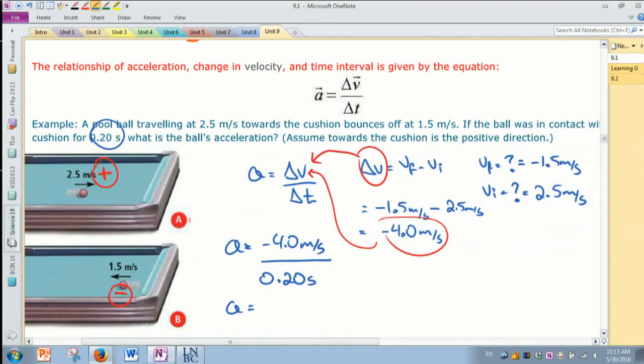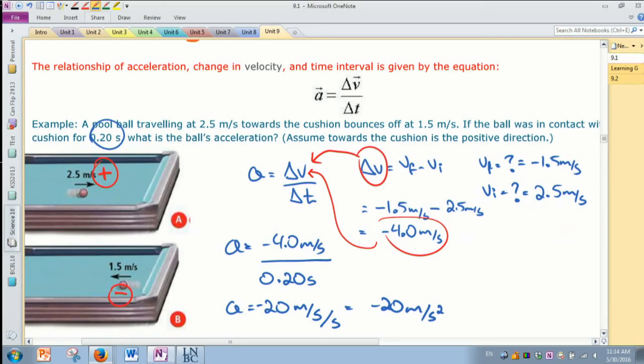So if I wanted to find the acceleration, I'd go negative 4 divided by 0.2. I'm a step ahead of myself here. 4 divided by 0.2 is going to give me 20 meters per second, which is kind of a really goofy unit, meters per second. What we end up doing is calling this meters per second squared.